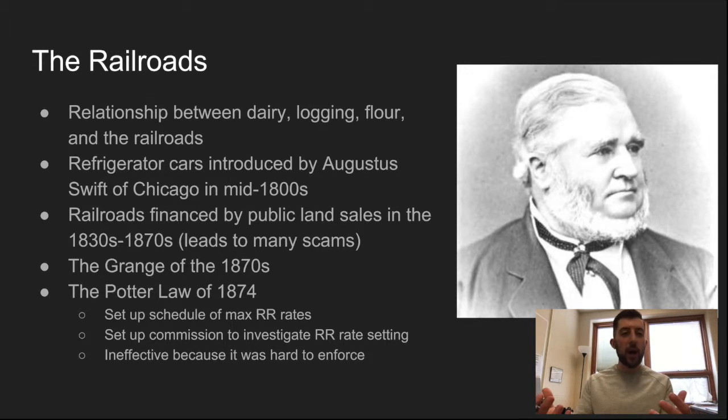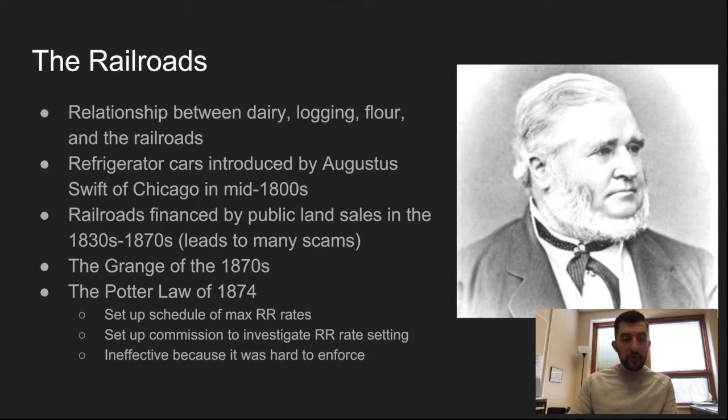So it's a very symbiotic relationship between the industries in Wisconsin and the growth of the railroads. Now, several different inventions are going to be embraced by the railroads here in Wisconsin that are going to further contribute to the rise of the industries here in the state. And probably the most notable one was the adoption of the refrigerator car by Augustus Swift of the Chicago meat packing plant in the mid-1800s.